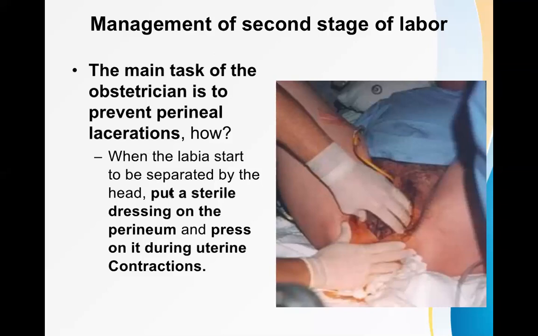So how do they do that? They have to keep on giving support to the perineum with a sterile dressing or the towel and press it inward during uterine contraction. This is called counter force, which is applied inside. The force is applied by the uterine contractility and the baby is descending, okay? And at the same time, you have to push the perineum a bit inside so that the baby will not descend very rapidly, and this is how we prevent perineal laceration.